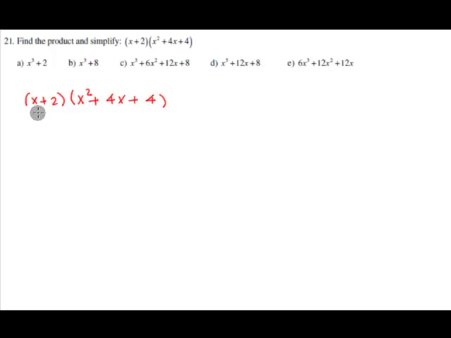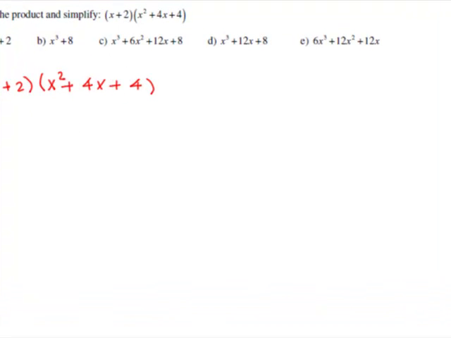So my first factor has 2 terms. My second factor has 3 terms. Now what we want to do is use the first term of the first factor and distribute it to every term of the second factor. The first term of the first factor is going to be x.